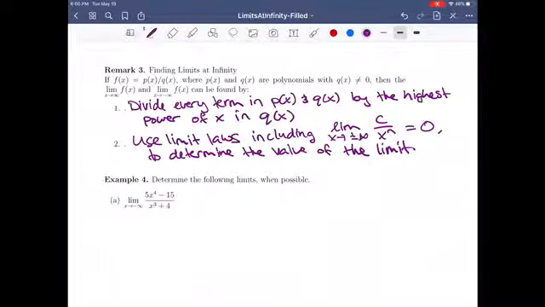Now, I said divide every term by the highest power of x. I multiplied by 1 over the highest power. That's doing the same thing. You could also factor out the highest power of x from the top or the bottom. That also works. So this is just sort of an easy way to say it, but there's lots of different ways to think about it. So we'll just do a couple more examples.